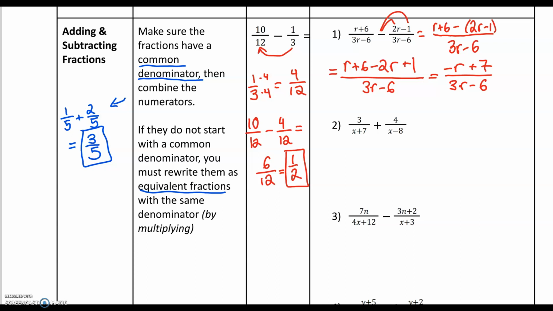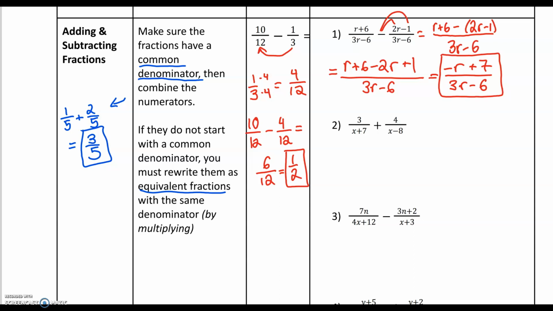And you would want to try to simplify if you could. You could factor these and see if anything cancels. In this case, you really can't factor them further. So I'll tell you nothing else can be simplified. You'll just circle that as your final answer. Okay, so same process, even though there are variables. You want a common denominator, and then you add or subtract the numerators.